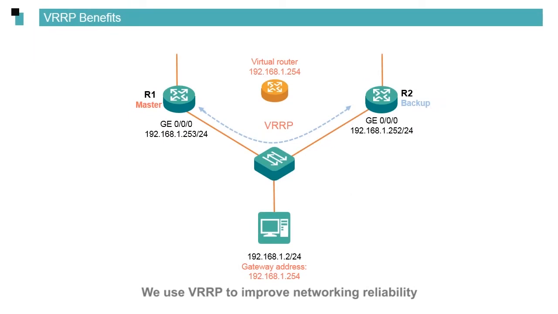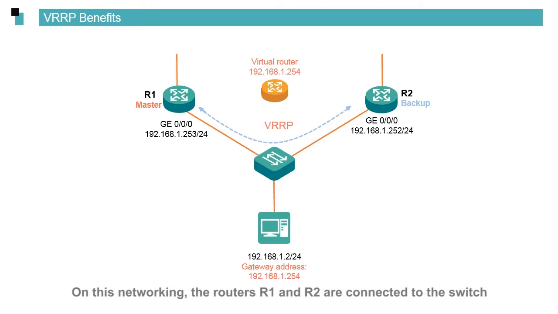We use VRRP to improve networking reliability. On this networking, the routers R1 and R2 are connected to the switch, and some additional devices are also connected to the switch. They all belong to the same broadcast domain. The interfaces of R1 and R2 that are connected to the switch are assigned the IP addresses 192.168.1.253 and 192.168.1.252, which are the actual interface IP addresses.